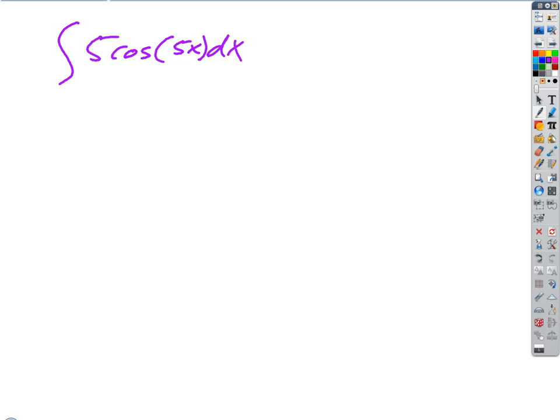Okay, the topic of the day is integration by substitution. This is our first foray into our first advanced integration technique. So this is good. This is a good, big day.